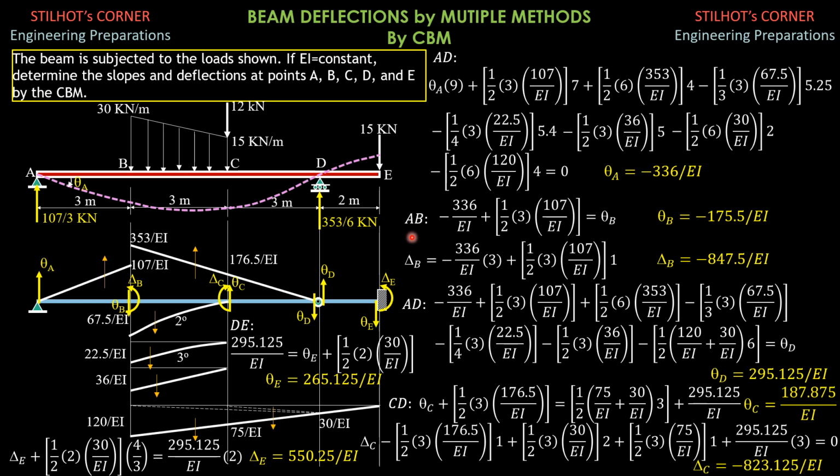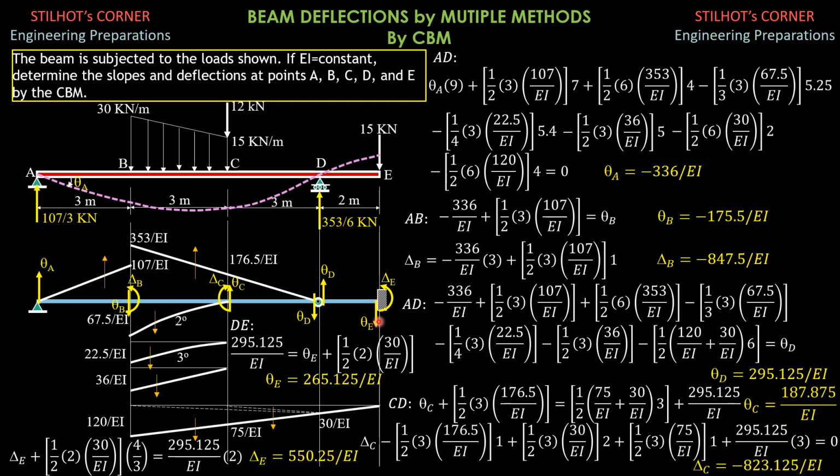Then finally for DE, this is now the free body diagram. Let's consider DE. We already know theta D, so we can solve theta E by summing up forces vertical, so upward equals downward. Upward theta D, 295.125 over EI, equals downward theta E plus this area, 1/2 of 2 times 30 over EI. So solving for theta E is 265.125 over EI.